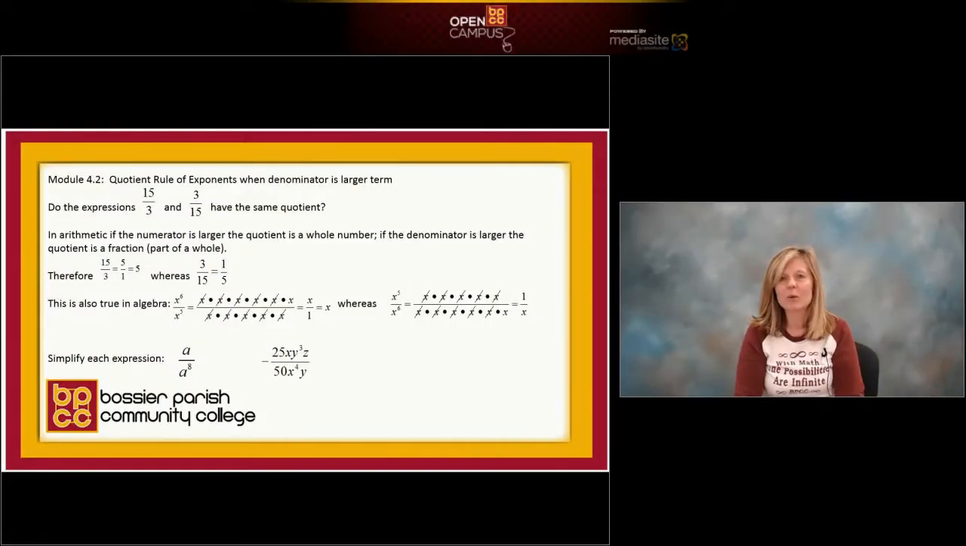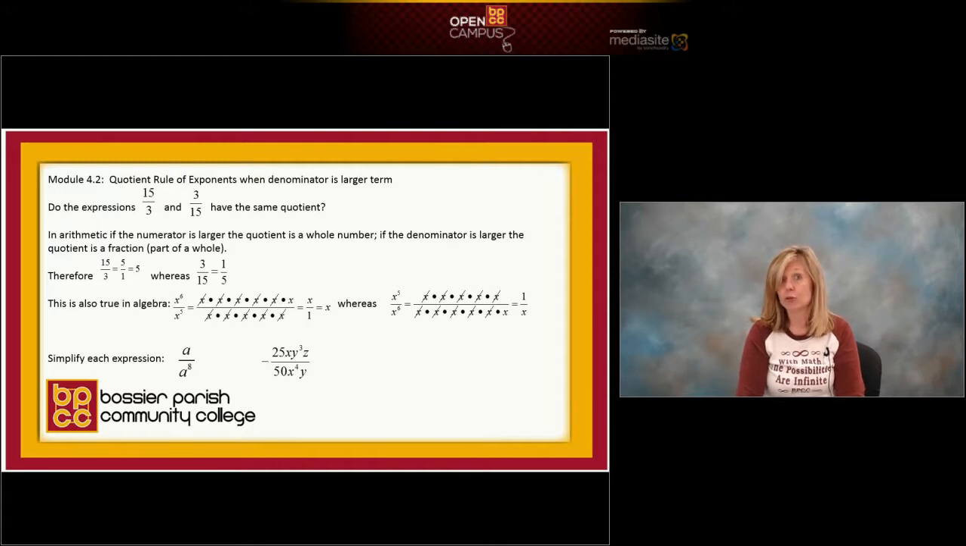Hi y'all, so now we're continuing to talk about division, and we need to talk about the placement of your values, whether they're in the numerator or the denominator, because it makes a difference as far as what the quotient will be. So let's look at two expressions in arithmetic. I have the expression 15 divided by 3, and I have the expression 3 divided by 15.